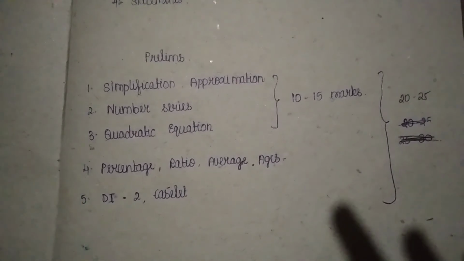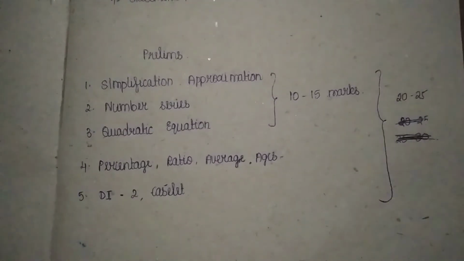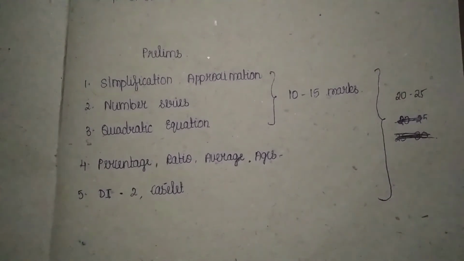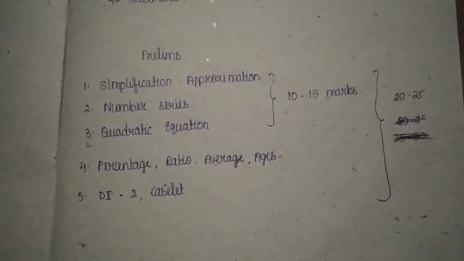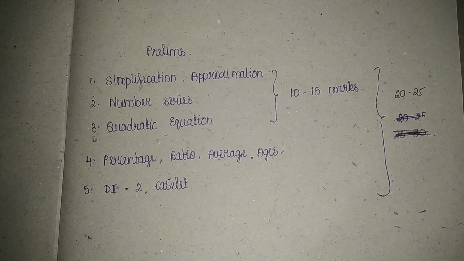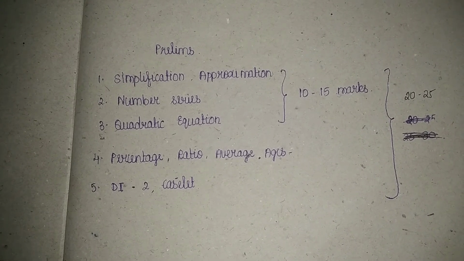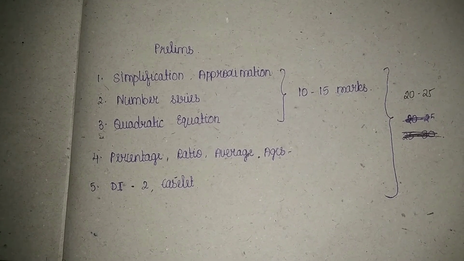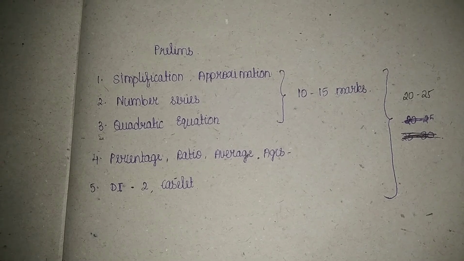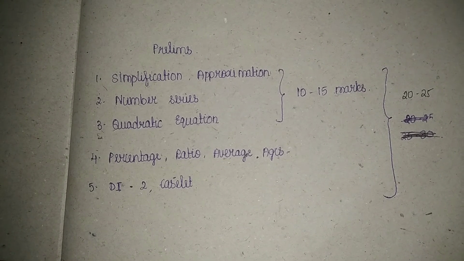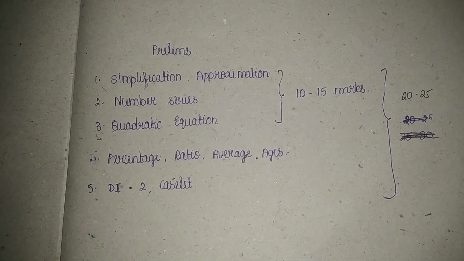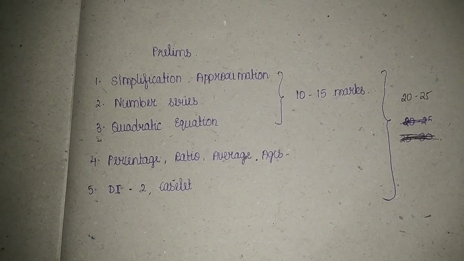In prelims, either 2 DIs or 1 DI or a caselet is asked. From these topics, you should score 20 to 25 questions in prelims. You should concentrate more on these topics to score more marks.